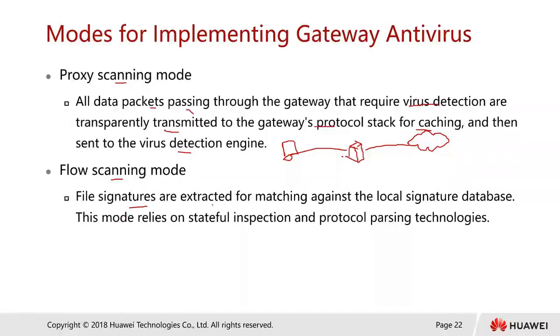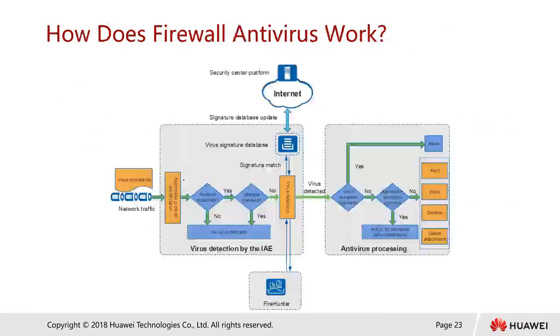File signatures are extracted for matching against the local signature database. This mode relies on stateful inspection and protocol parsing technologies. Flow scanning mode means while the packet is moving in and out of the firewall, everything is being scanned. But definitely, if you want to go for this mode, then your firewall has to be capable enough to handle all your traffic from intranet to internet.